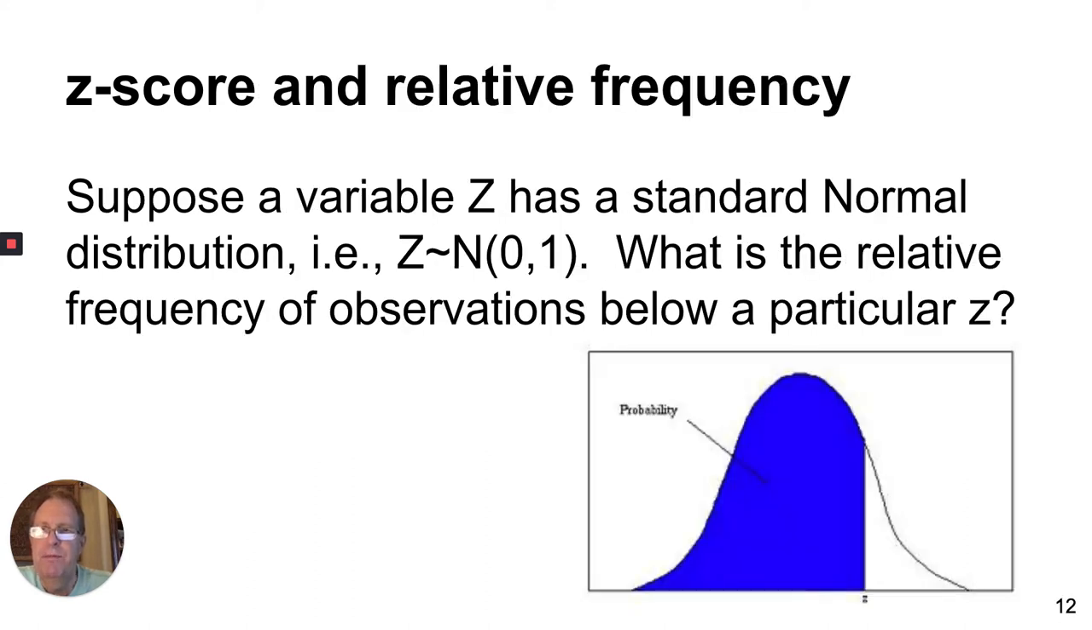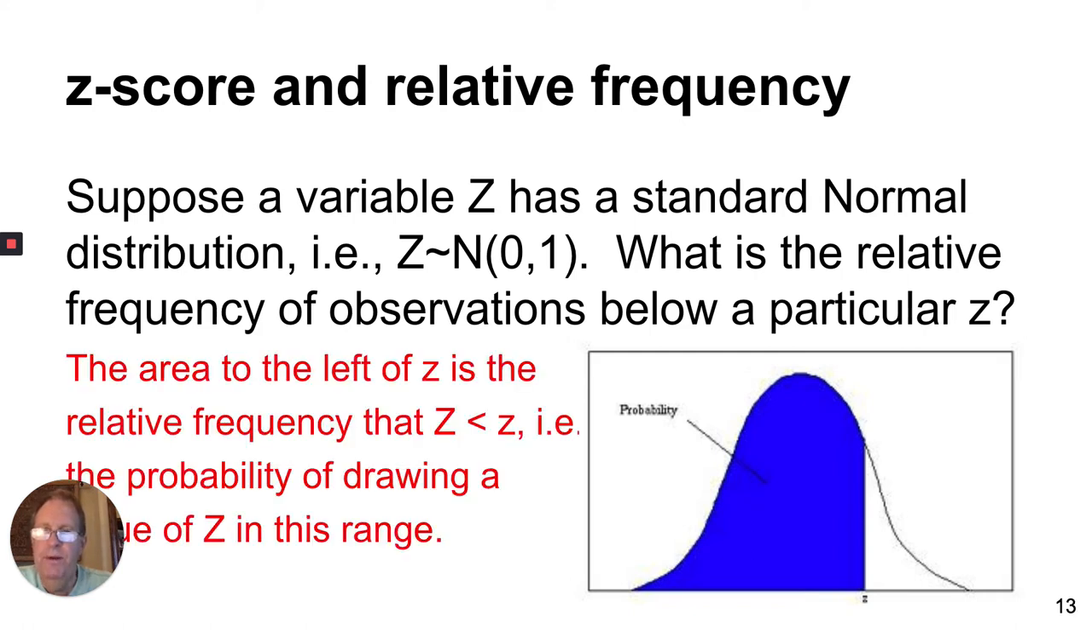Now, suppose a variable z has a standard normal distribution. That is, z is distributed normally with a mean of 0 and a standard deviation of 1. What is the relative frequency of observations below a particular z? That is, what is the area of that blue blob in the diagram there, the area that is less than or equal to my particular z?